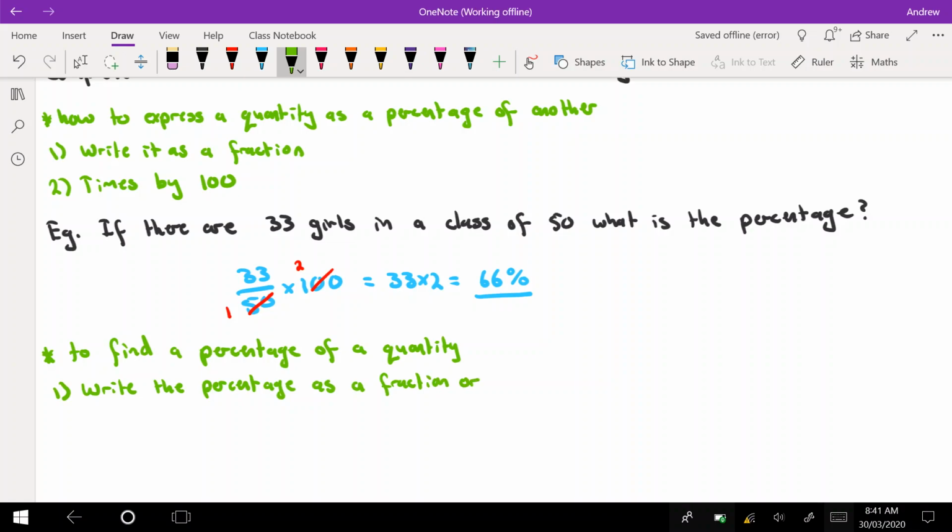or decimal. We know that fractions and decimals are interchangeable. We've been working on that for the past week. So I could express it as a fraction or as a decimal. Either one would work, whatever's easiest for you. And then multiply the quantity by said fraction or decimal.